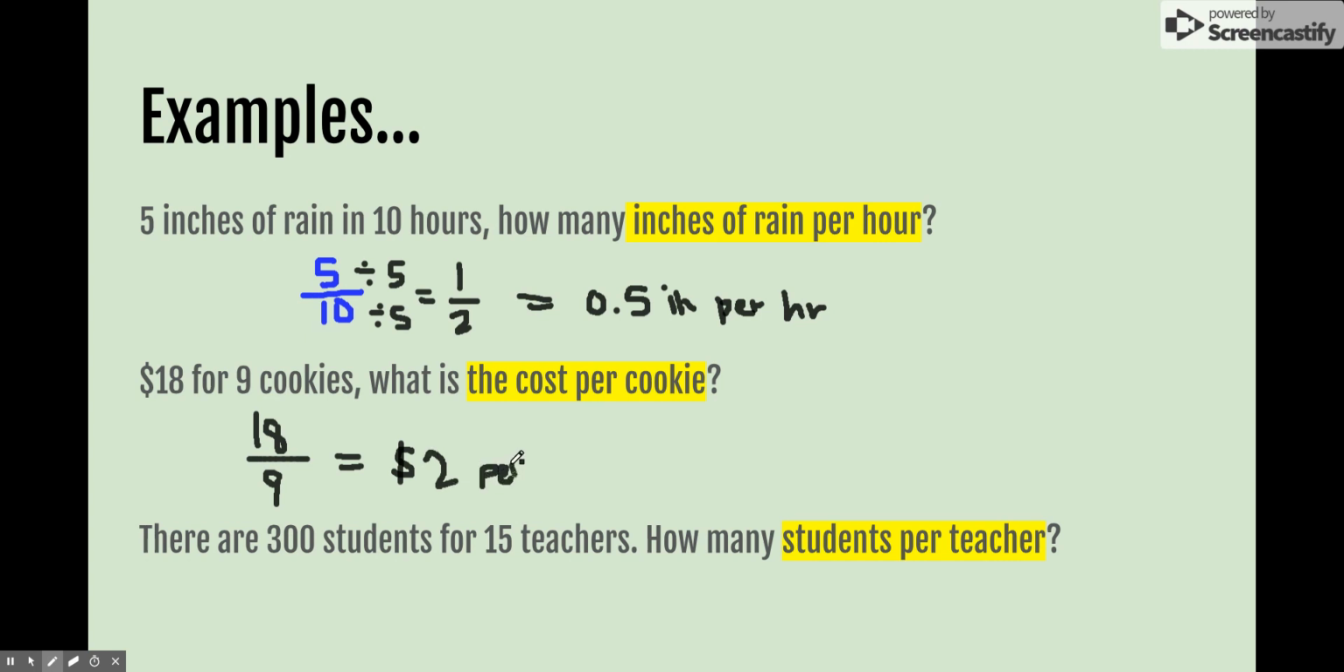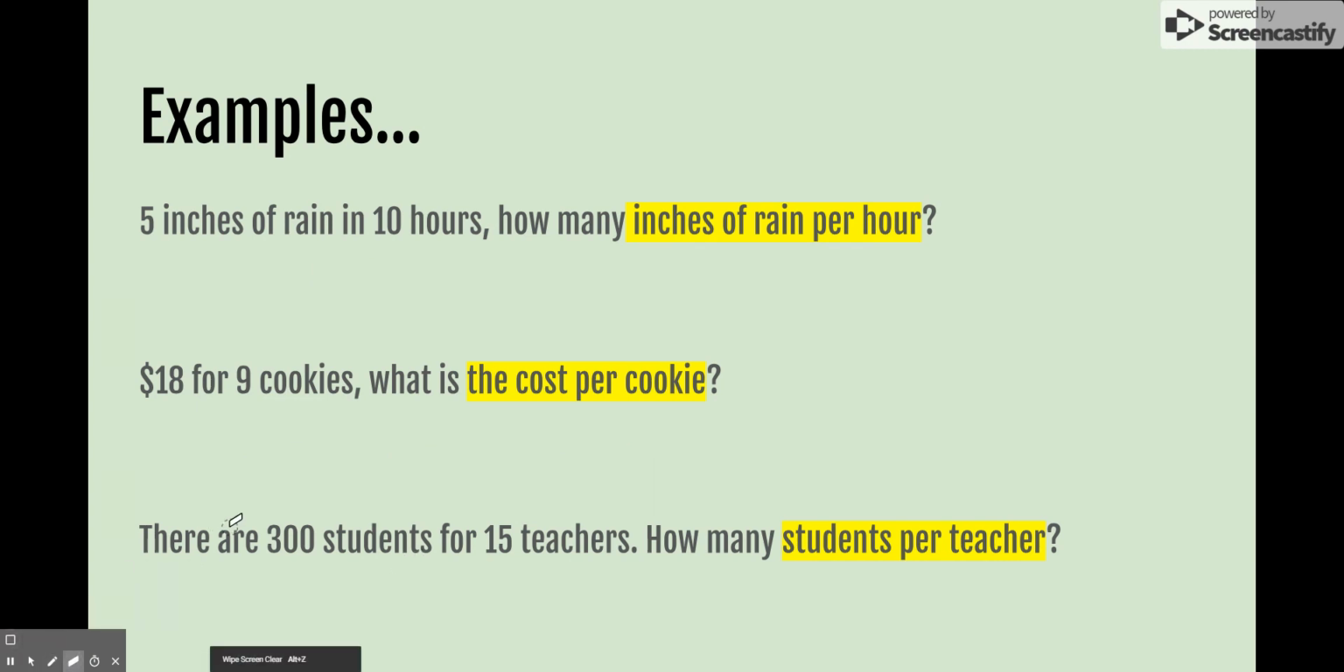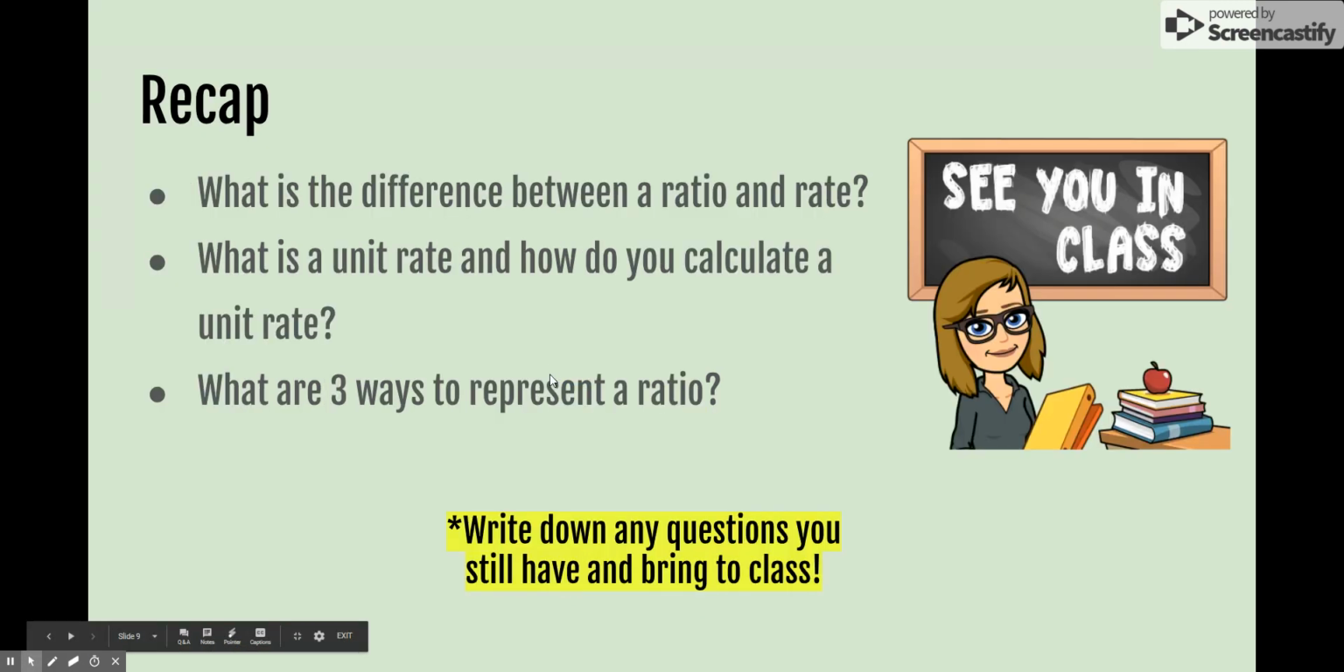We have some other examples, so feel free to try those on your own if you want. If there's 300 students for 15 teachers, how many students per teacher would that be? The recap of this is just make sure you can answer these questions, write down any questions that you still have to class, and we will clarify and practice more.